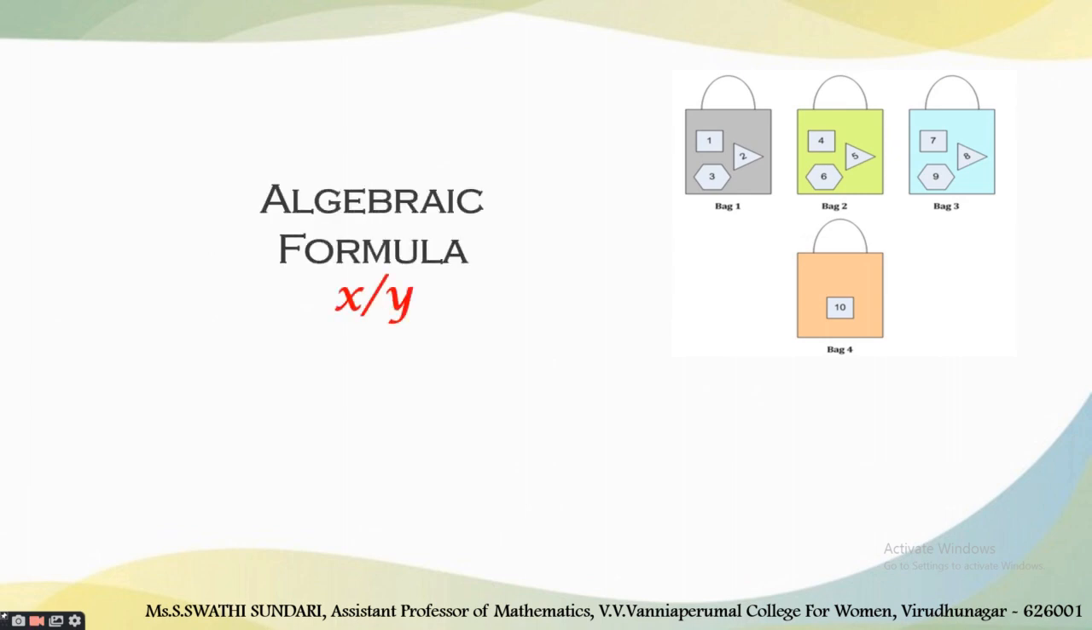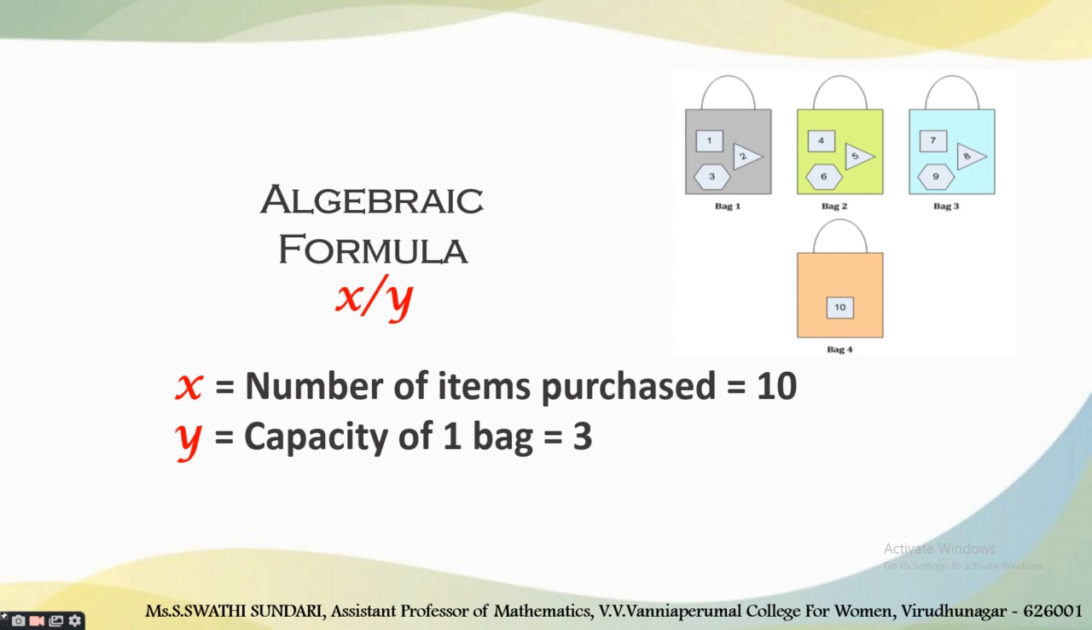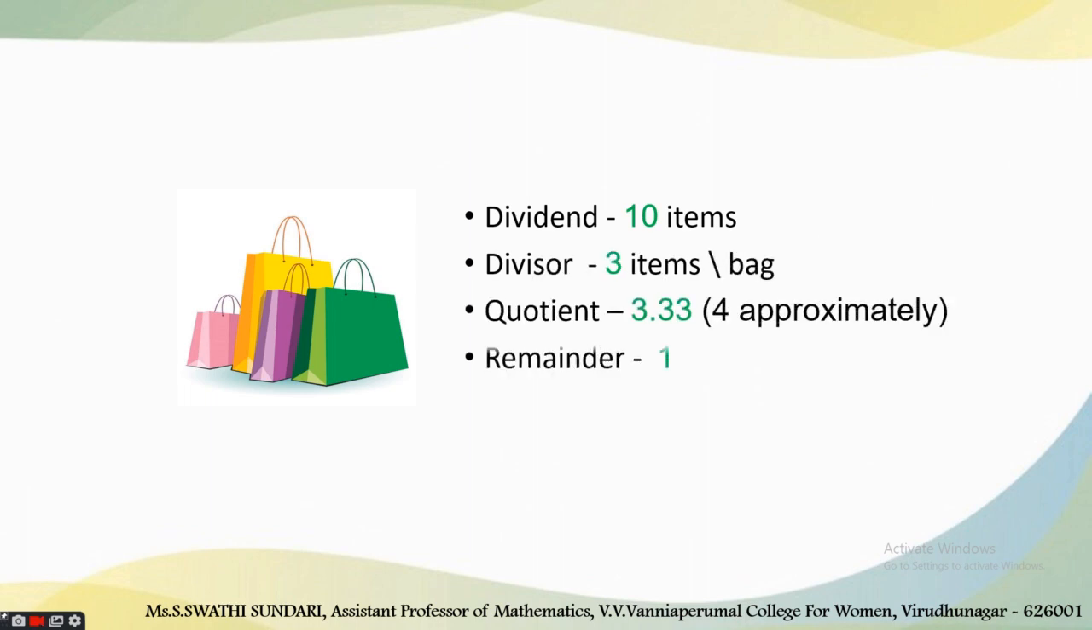Here we use a simple mathematical trick, that is the algebraic formula x divided by y. Here x denotes the number of purchased items, that is 10, and y denotes the capacity of one bag, that is 3. So x divided by y equals 10 divided by 3, that is 3.33, which is approximately 4. Since the number of bags cannot be measured in decimal form, the number of bags is 4. Here the dividend is 10, the divisor is 3, the quotient is 3, and the remainder is 1.